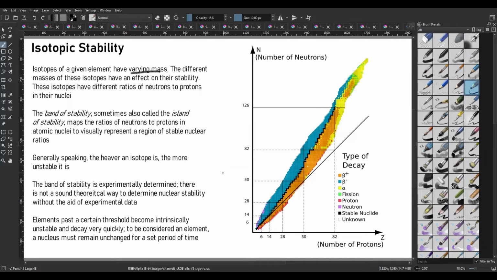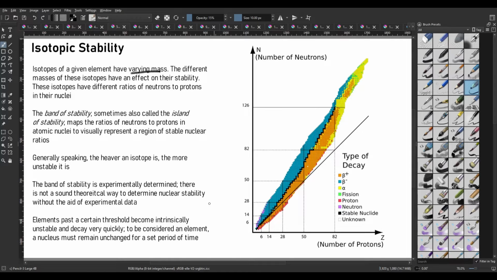Maybe one isotope of lithium is going to have 3 neutrons and 3 protons for a mass number of 6. Maybe another one's going to have 3 protons and 4 neutrons with a mass number of 7. They're just going to have different ratios of protons to neutrons.